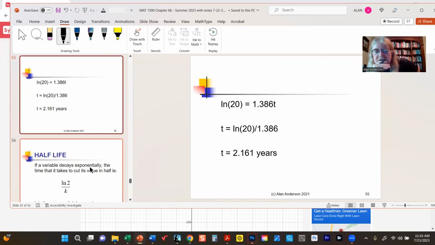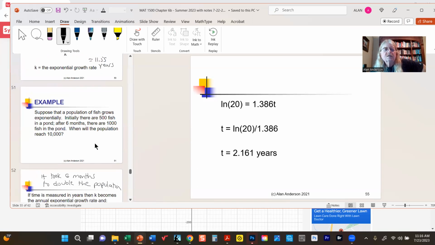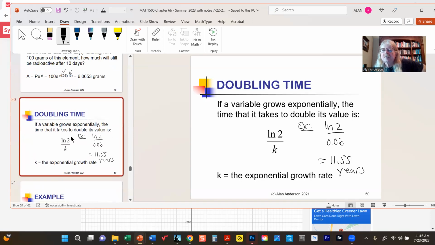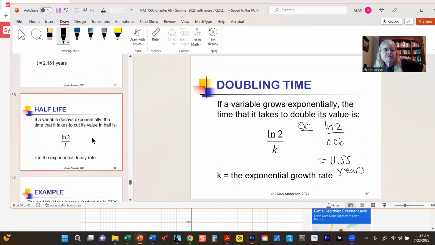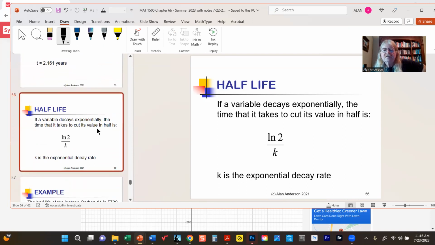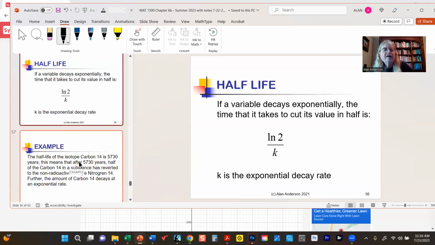Now, what's interesting here is that this formula lets us know how long it takes to double some value. We can also use it to determine the half-life. But k now, instead of being a growth rate, is a decay rate. That's the key, though. This is now a decay rate. This is how it shrinks over time.